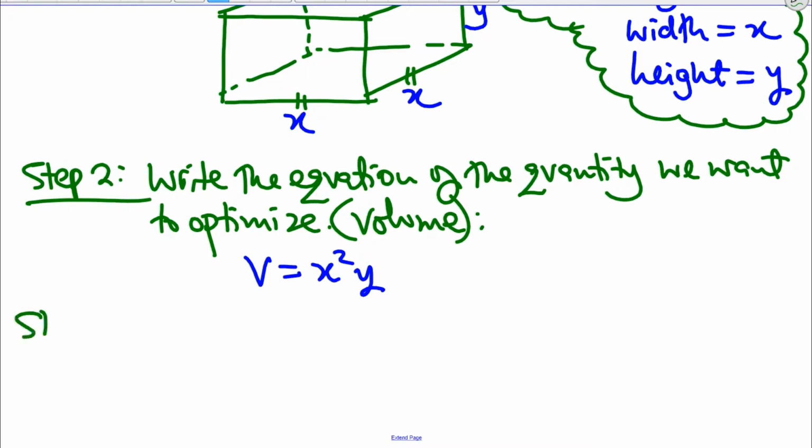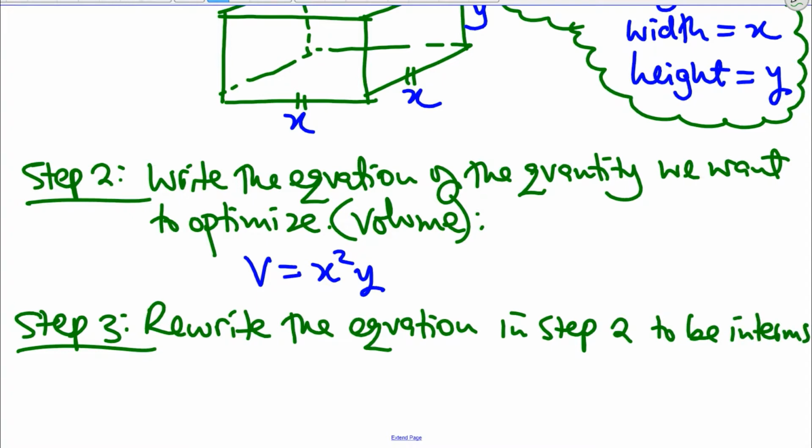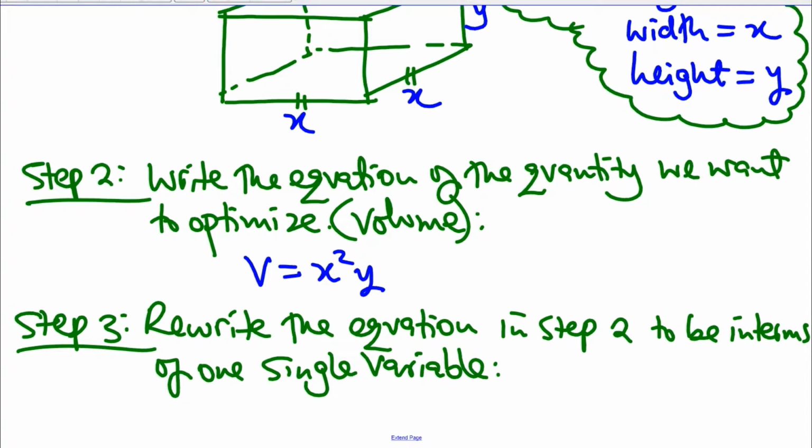Okay, so step 3, you need to rewrite the equation in step 2 to be in terms of one single variable. Okay, but how do we do that?